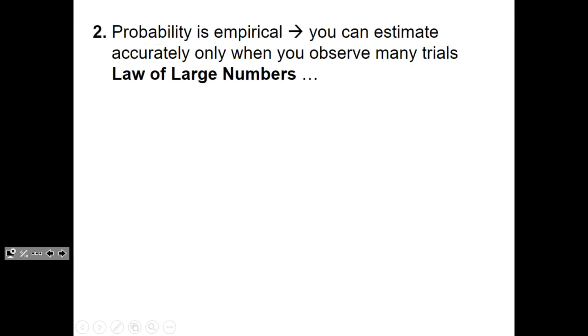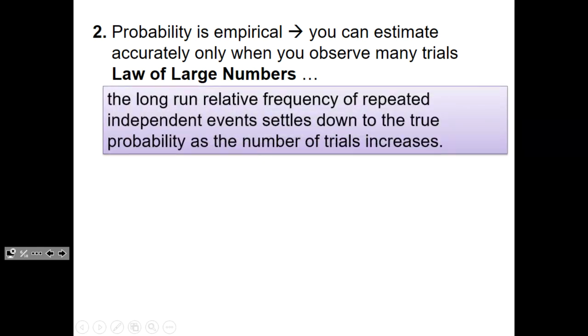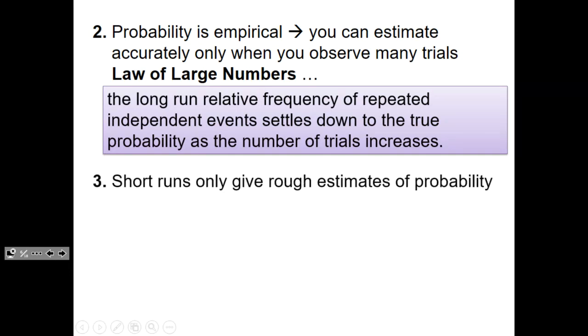So probability is empirical. It's a number. We can estimate it only when we observe many trials because of the law of large numbers. That just tells us that the long run relative frequency of repeated independent events eventually settles down to the true probability as the number of trials increases. And technically, it means when I've done an infinite number of trials, my relative frequency will be the true probability of that event. Short runs only give us a rough estimate.